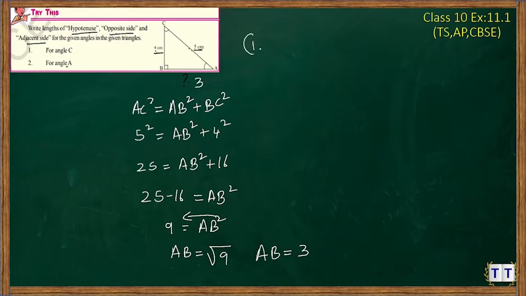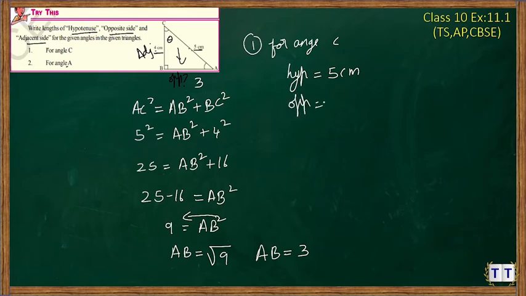So for the angle C, where is the hypotenuse? Hypotenuse is 5 centimeters. And what is opposite? If the theta is at C, the opposite will be this and adjacent will be this. Opposite we have found is 3 centimeters, and adjacent is already given, that is 4 centimeters.